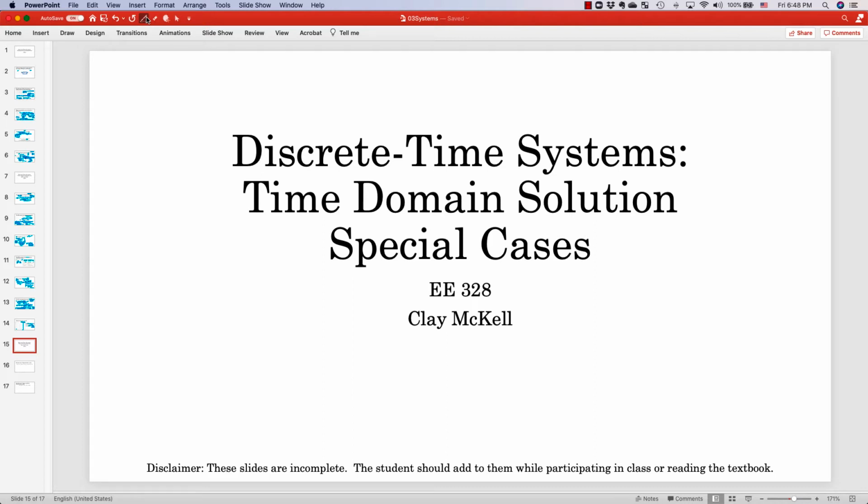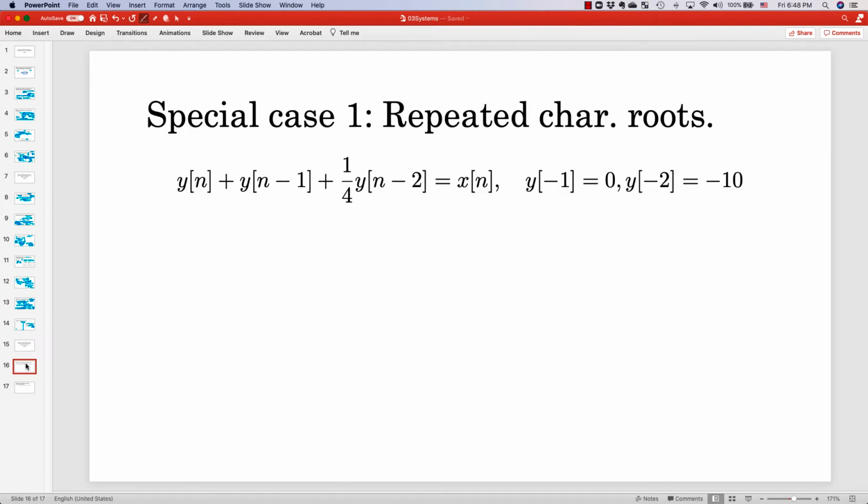In this lecture we are going to be addressing two of the special cases that you may come across that break the mold of the methods presented in the previous lecture. The first special case is when the characteristic polynomial has repeated roots, or another way to say that is repeated characteristic roots. So let's take, for example, the following discrete time system, which is an n equals 2 order system.